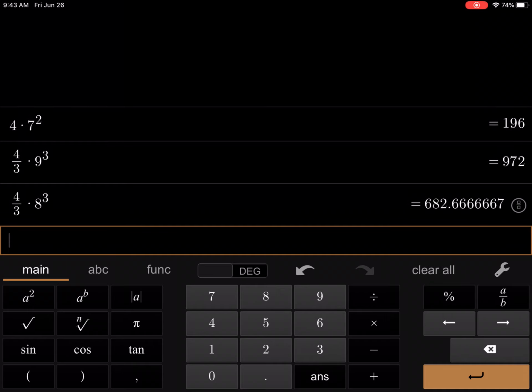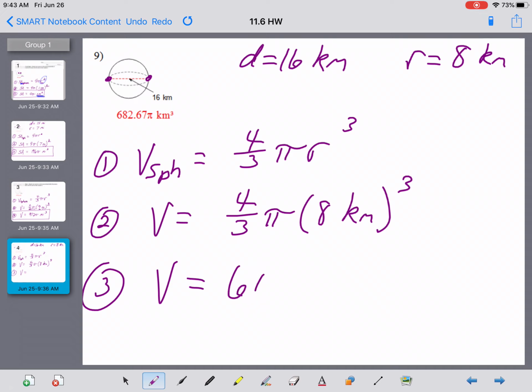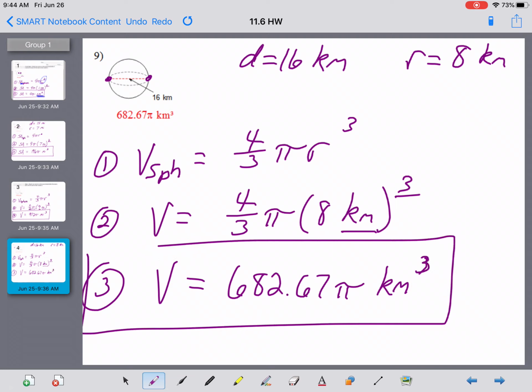And like I said, this one didn't work out nicely. Directions said round to the nearest hundredth, I believe, so that's going to be 682.67. Stick the pi on there, and there we go. And kilometers got cubed, and that is going to get us cubic kilometers for the units right here.